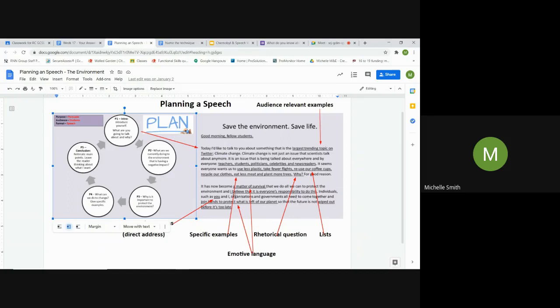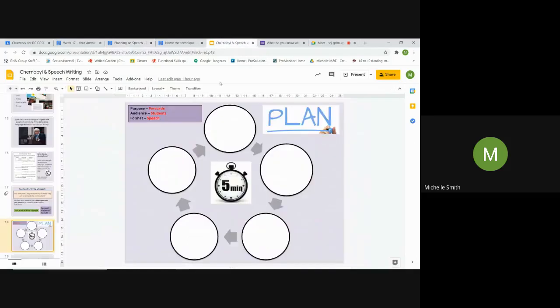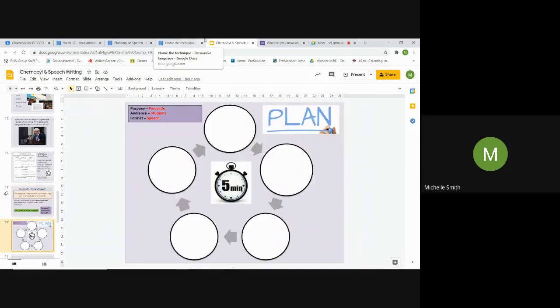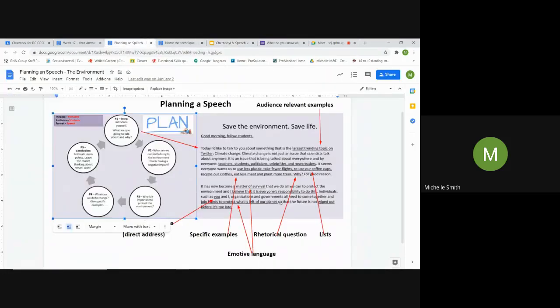Where have you heard that before? I believe it's everybody's responsibility to do this. Let's have a look. Oh, there it is. It is everyone's responsibility to do what they can to protect the environment. So I'm talking actually now about what's in the question.